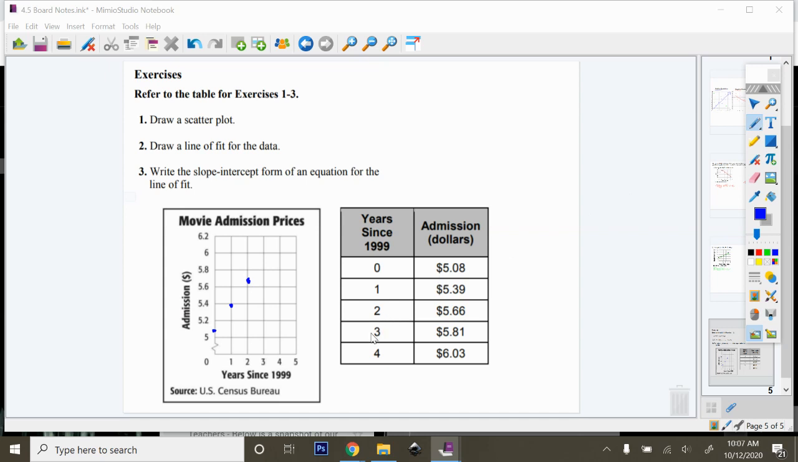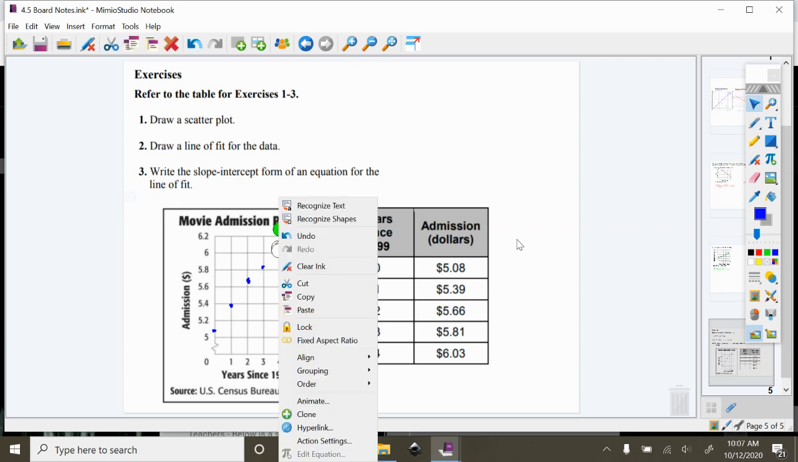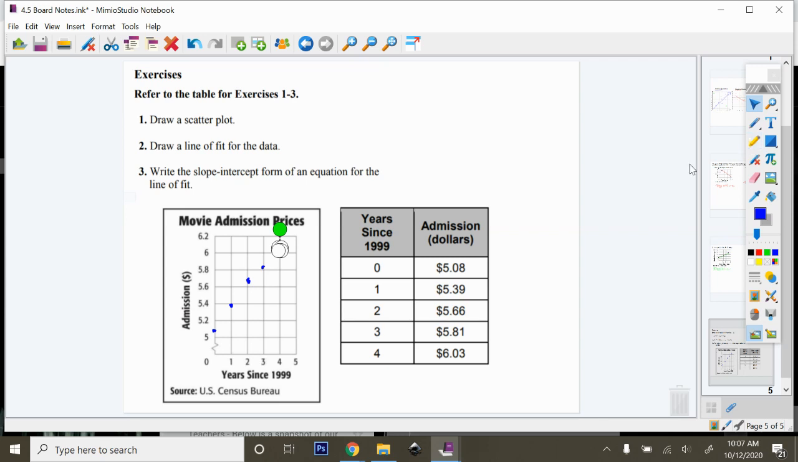3 and 5.81. There's 3. 5.81 would be about there. And then 4 and 6.03. So there's 4, 6.03 would be about there. All right, so we drew a scatter plot.